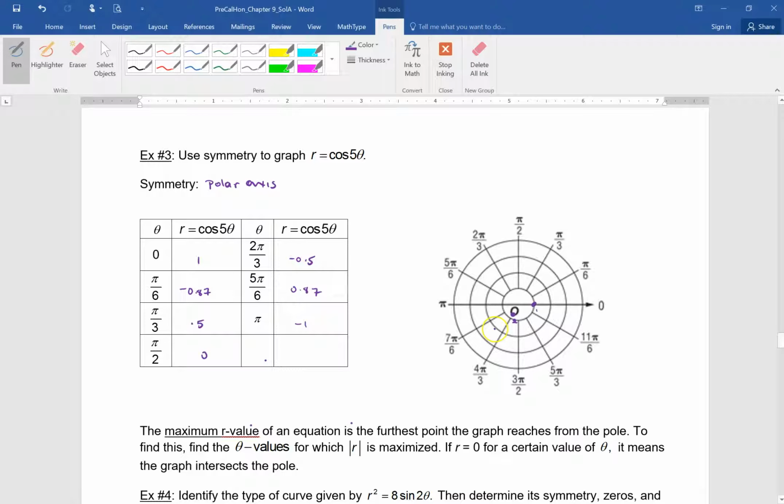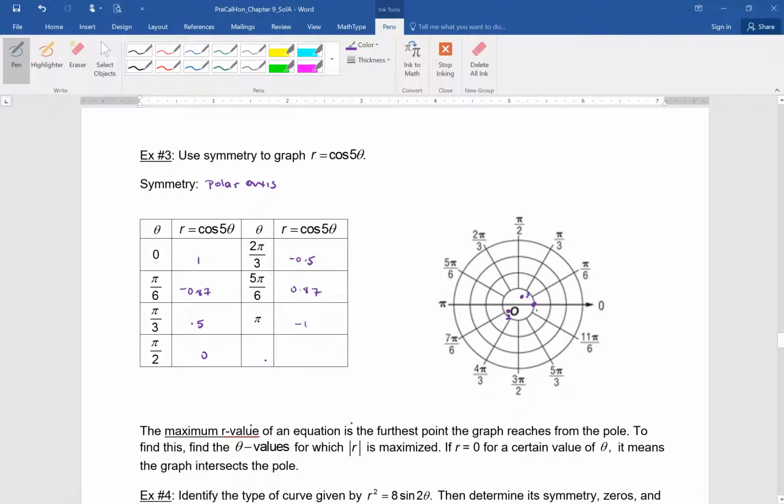Now, I've started to put 2 of the points on here, so keep track of which one you put first and which one you put second. Cosine of 0 equals 1. That's the first point. And then cosine of pi over 6 is negative 0.87, so it's pretty much here. Cosine of pi over 3 is 0.5, and that's point number 2, which is there. That's the third one that we put up.